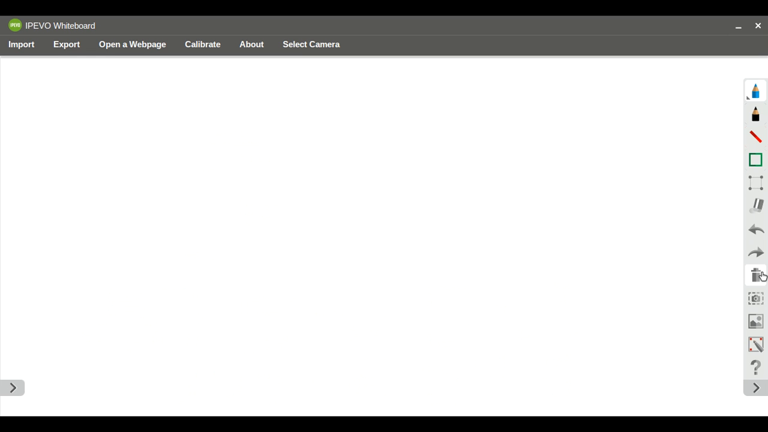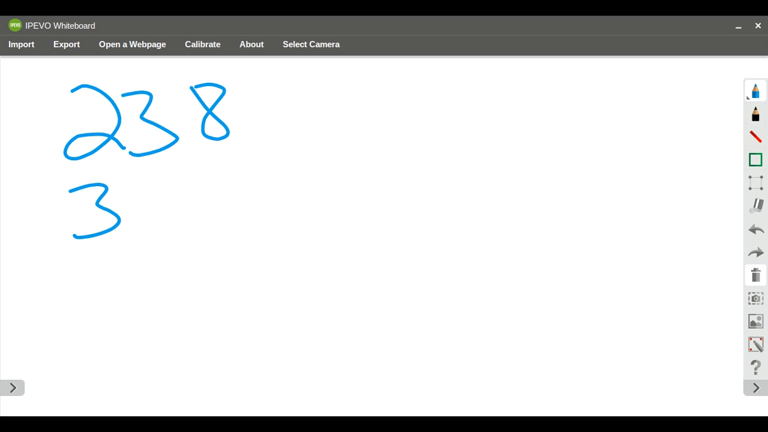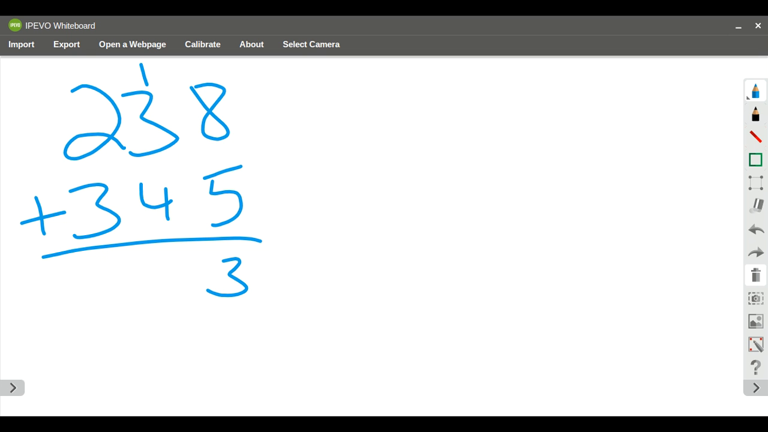I'm going to add 238 to 345, and that will tell me about how much I collected in those 2 weeks. So 8 and 5 is 13. I regroup the 1. Then 3 and 4 plus the 1 is 8, and 2 and 3 is 5. So they collected approximately 530 pounds of dog food.